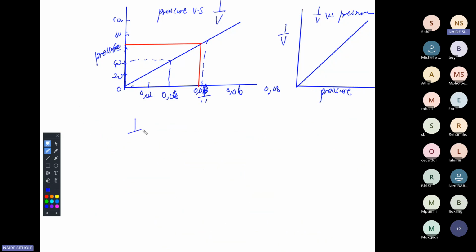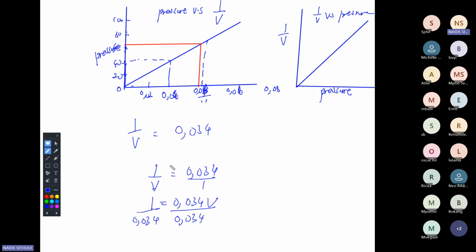So according to the memo, the value that they found is 0.034. So your 1 over V value is 0.034. But remember, they want the volume. So 1 over V is equal to 0.034. You cross multiply here. You have 1 is equal to 0.034 times V. Divide both sides by 0.034, because remember, this is the inverse of volume. So awukaqedi. You'd have to calculate your volume, then divide by that number, you get that your volume is 29.41 centimeter cubed.